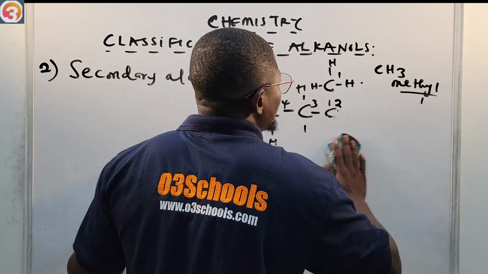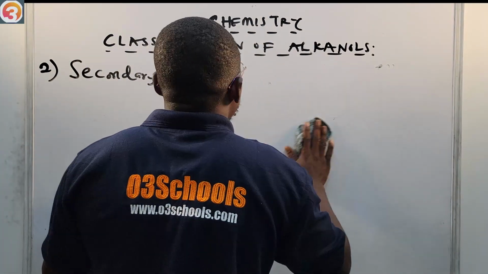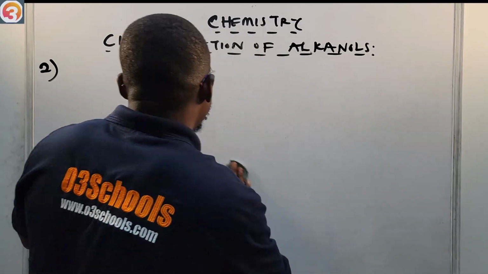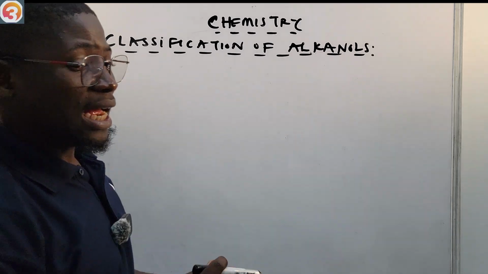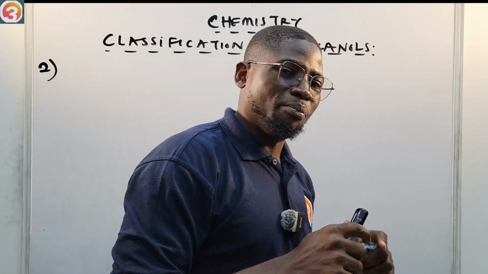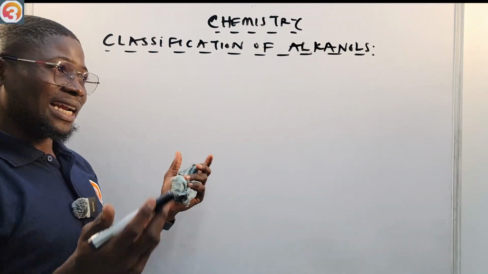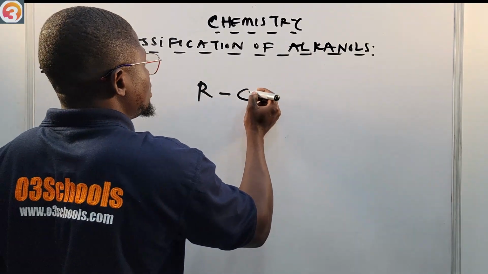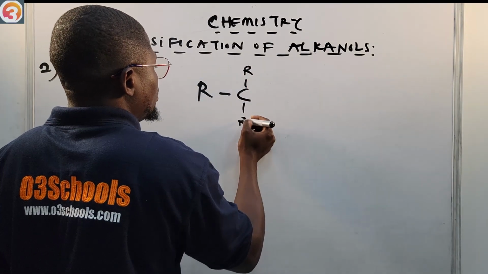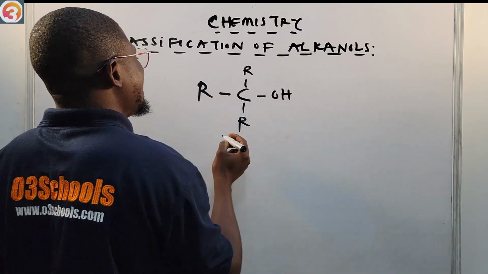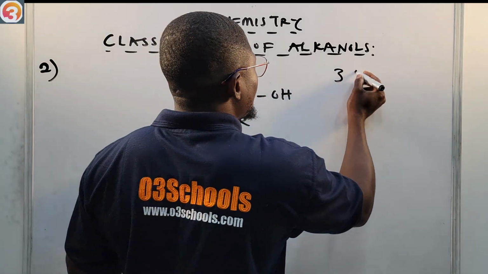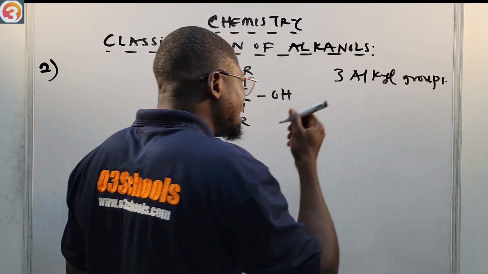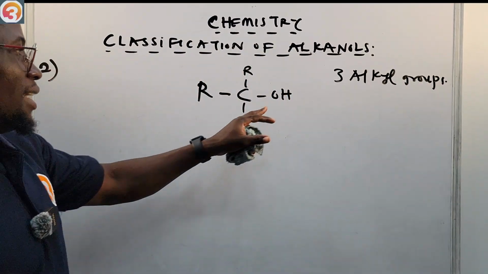So now let's go to tertiary alkanols. A tertiary alkanol is one that has 3 alkyl groups directly bonded to the carbon bearing the OH group. I shouldn't be writing anything on the board again, so let me just represent it. You have an arrow, C, you have an arrow, you have an arrow, then OH. It has 3 alkyl groups directly bonded to the carbon atom that is bearing the OH group.